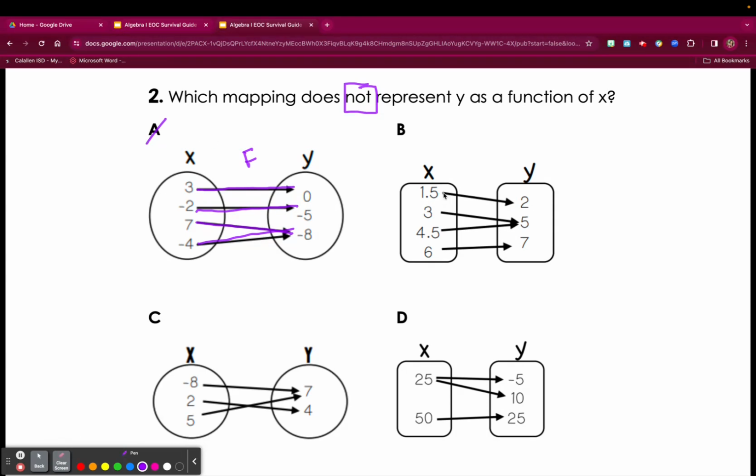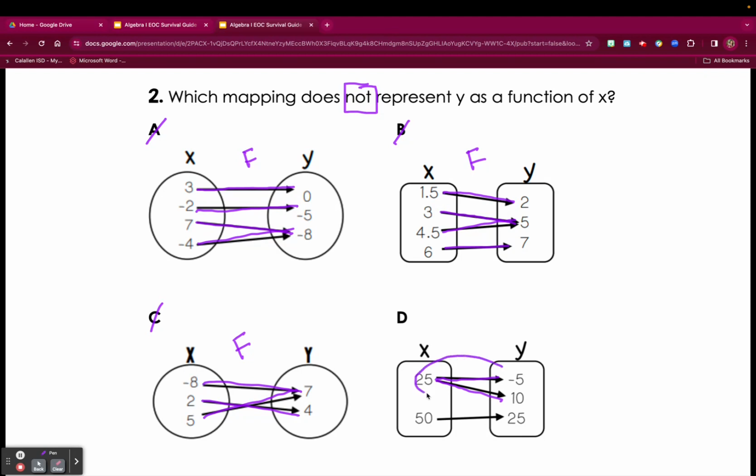For B, we have one line coming from 1.5, one line coming from 3, one line coming from 4.5, and one line coming from 6. So again, because you only have one line coming from each x value, this means that it is a function. For C, we have one line coming from negative 8, one line coming from 2, and one line coming from 5. So again, because you only have one line coming from an x value, that again tells you this is a function. Lastly, D, you have actually two lines coming from the x value of 25.